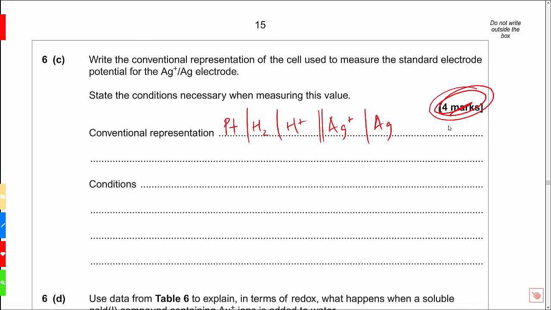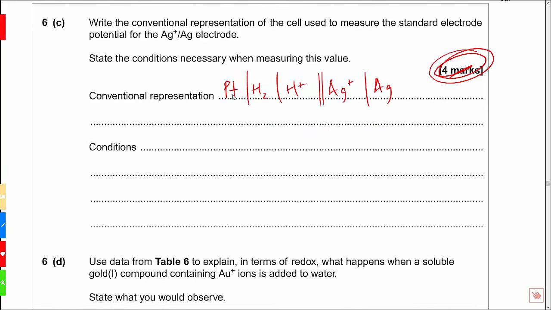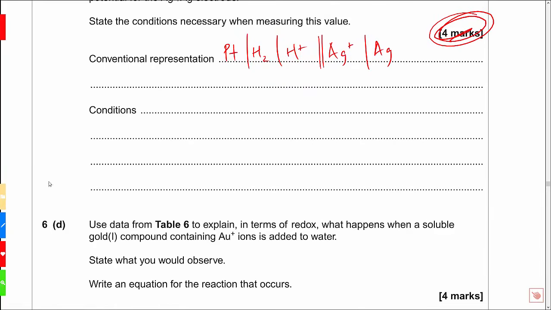There's 4 marks for this. That's probably going to get you 1 mark now. State the conditions necessary when measuring this value. Right, so we're going to have pressure, 100 kilopascals. And this ties into my first video actually a little bit. Temperature, we're going to have 298 Kelvin.